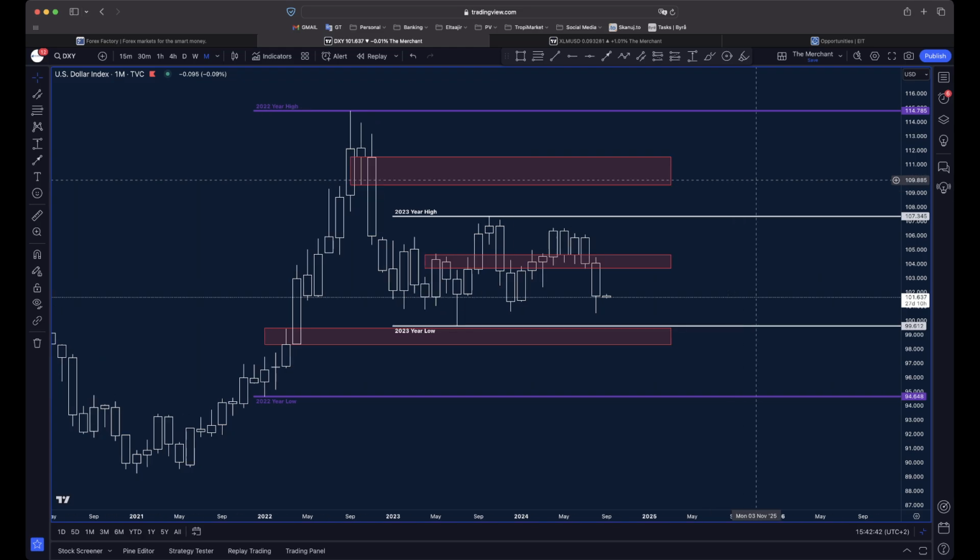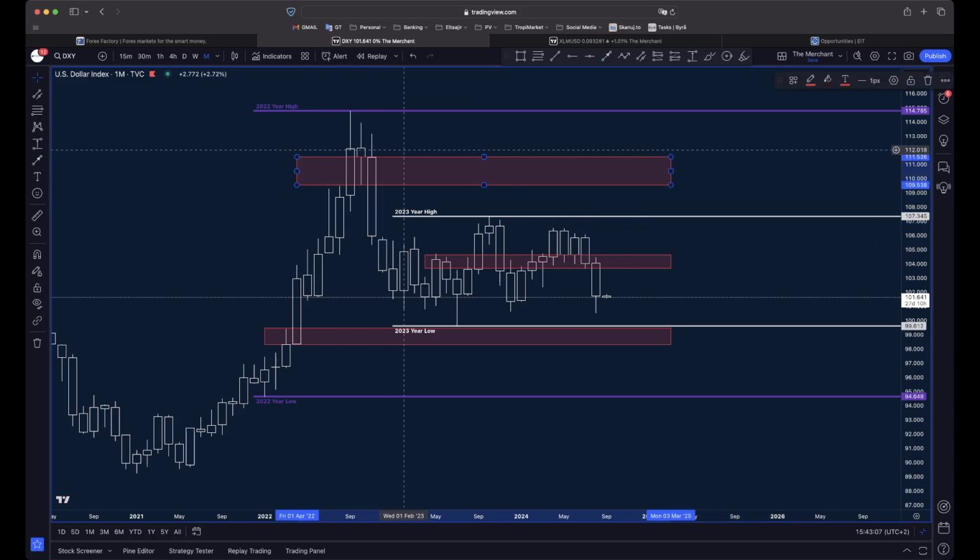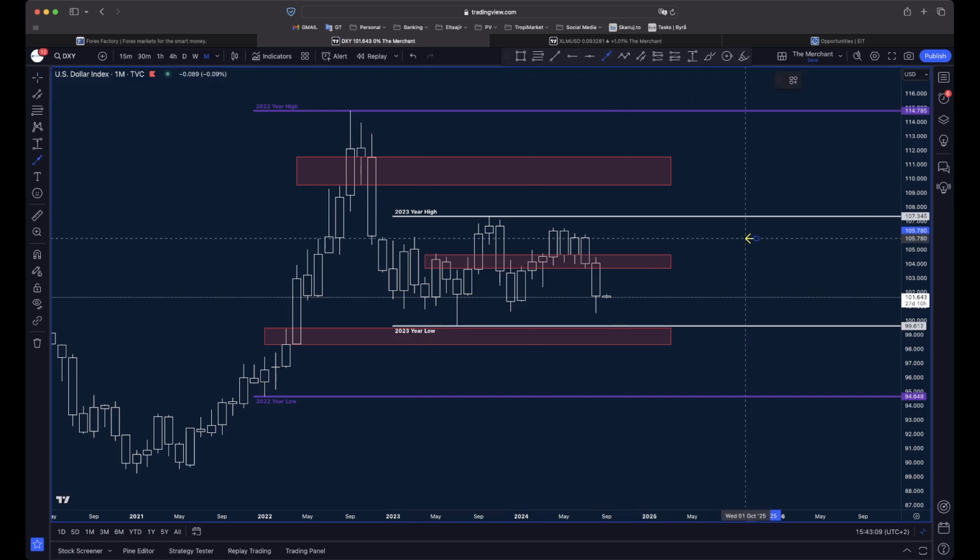In general, you will see these zones acting as resistance and support. The reason behind that, as I said, paid members know, because I did a full video explaining everything about these zones. But right now, you need to know that these zones act as resistance and support. Price broke below this zone here and didn't come to retest as a resistance.